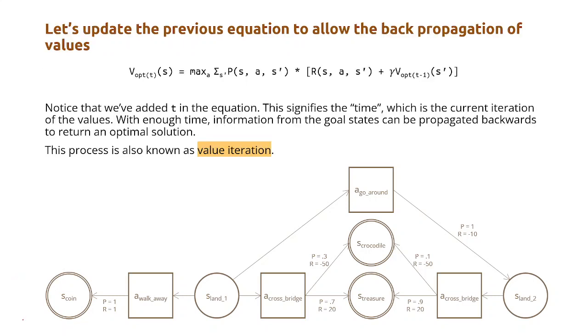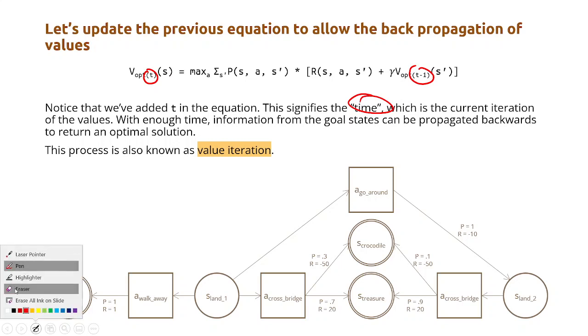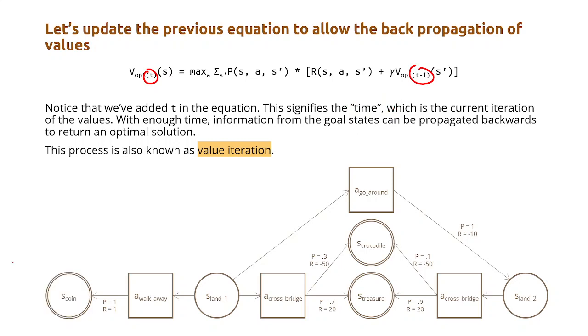Next slide. So again, we update our previous equation to allow the back propagation of values. So notice that we have added t. The t signifies time, which is the current iteration of the values. With enough time, information from the goal states can be propagated backwards to return an optimal solution. This process is also known as value iteration.